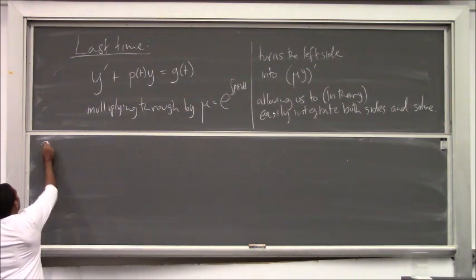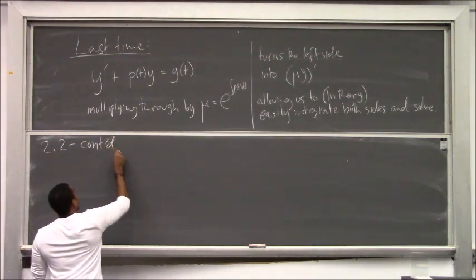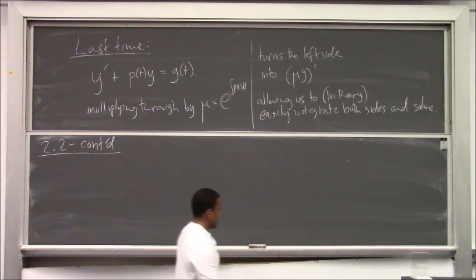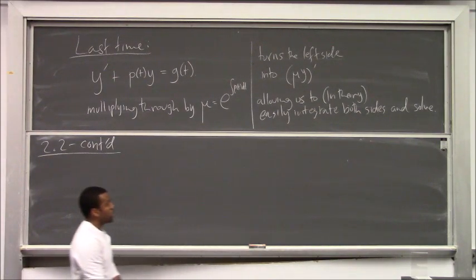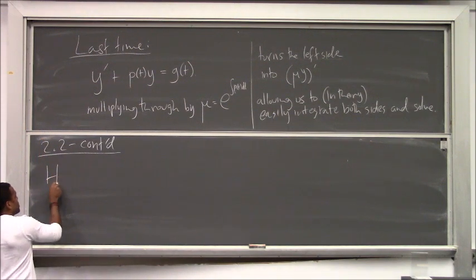I'm pretty sure we're still in 2.2 at this point, and we're going to continue with 2.2, which talks about another class of first order differential equations. And it is the notion of what's called a homogeneous differential equation.